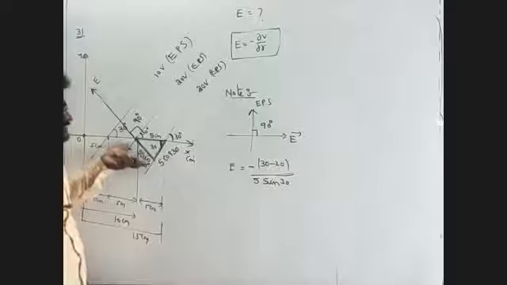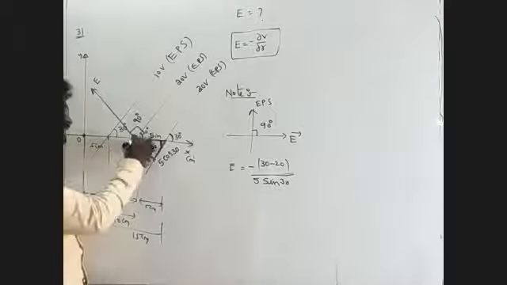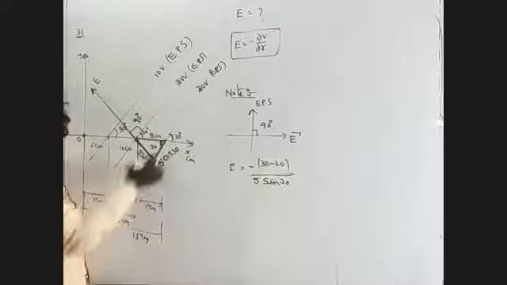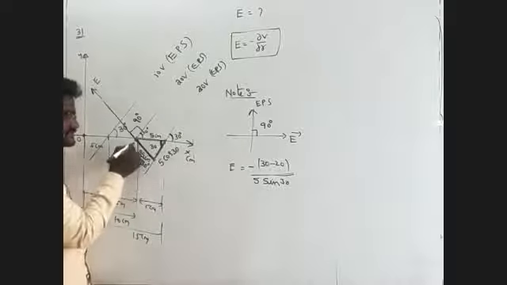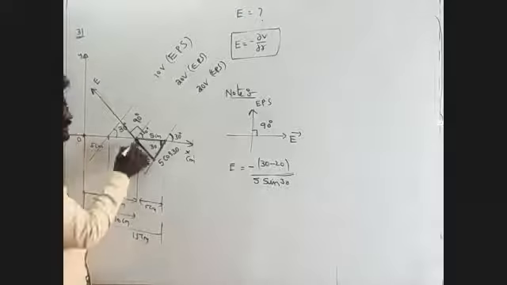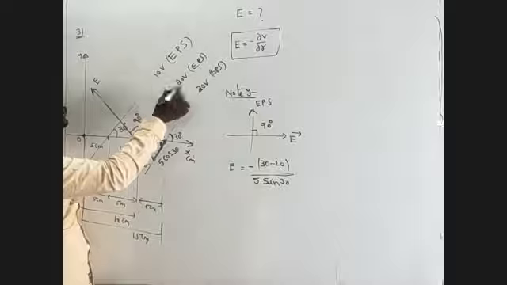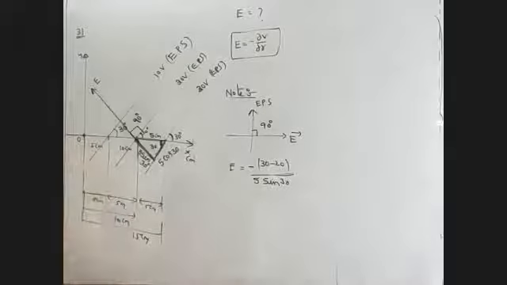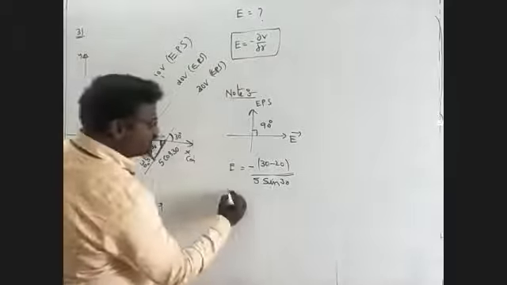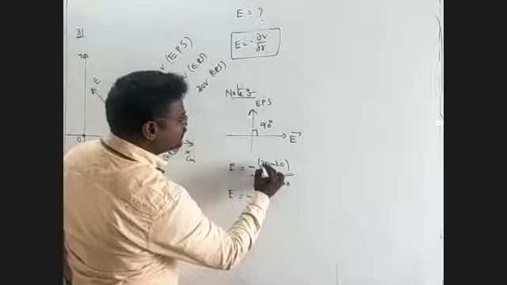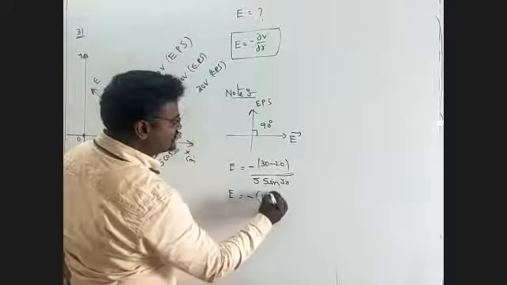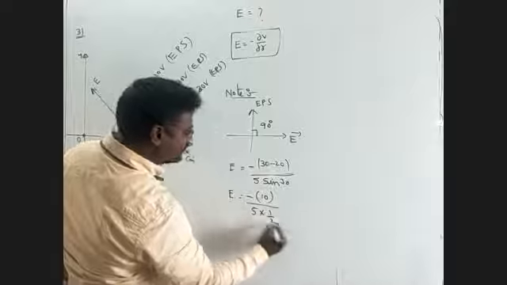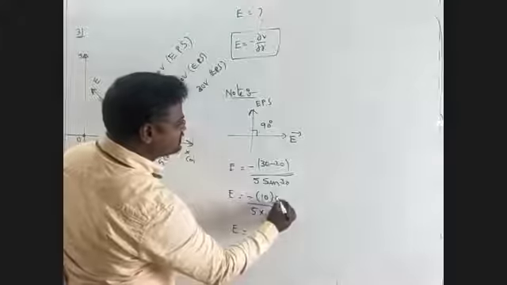Why am I taking this line? This line is perpendicular to the 20 V and 30 V lines. Both are parallel lines, and this line is perpendicular to them. That's why I'm taking 5 sin 30 degrees. E is equal to minus (30 minus 20), that is 10, divided by 5 sin 30. Sin 30 value is 1 by 2.